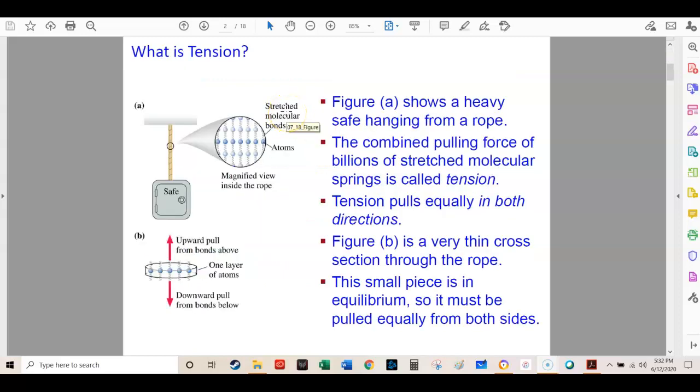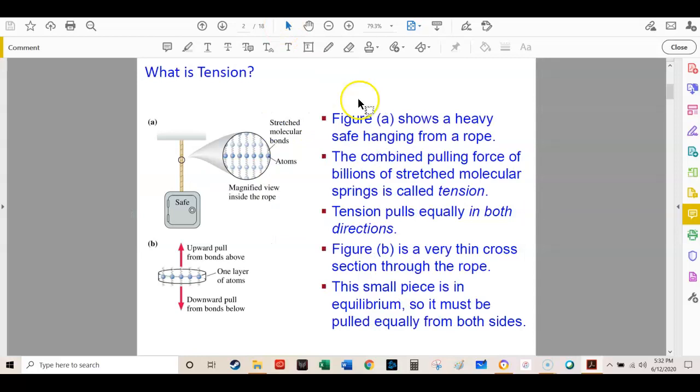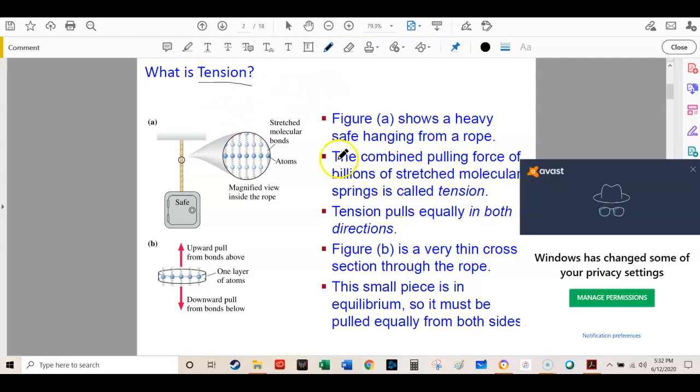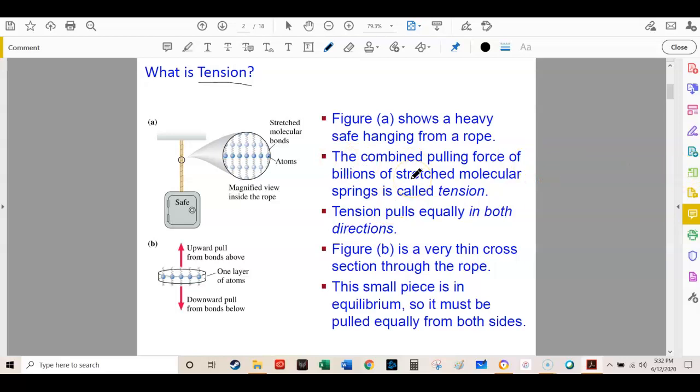Let's talk about tension. So tension is a term used by physicists to talk about ropes and strings, and rubber bands too. But suffice it to say that a rope or a string is basically just linked up atoms, and so the molecular bond of those atoms is what is being referred to as tension here, okay? And it's also important to point out that tension ropes will pull in both directions.